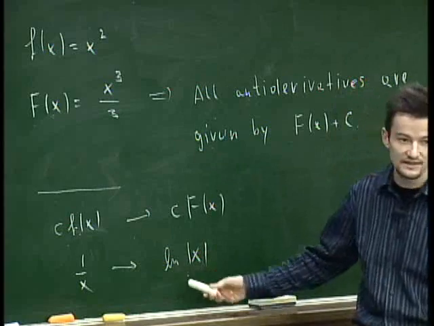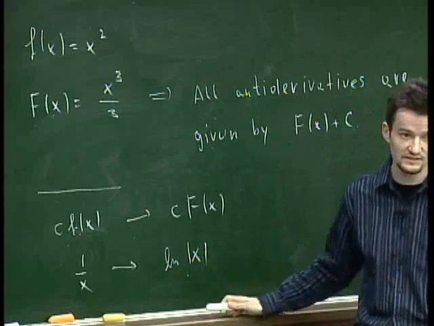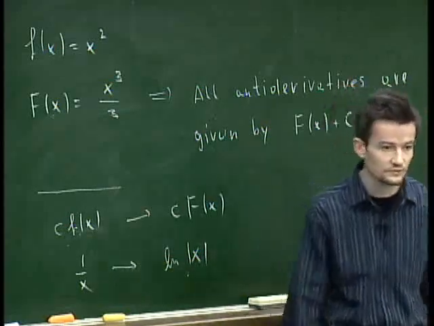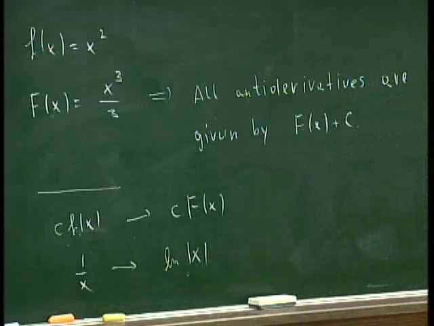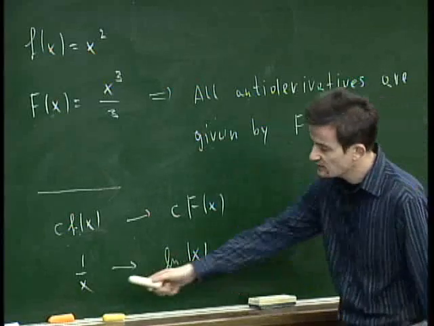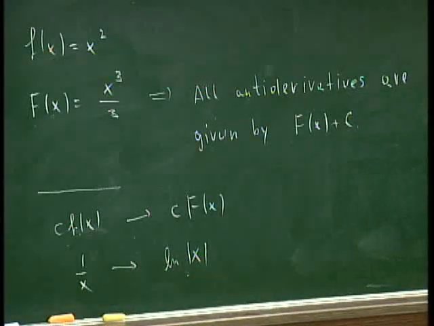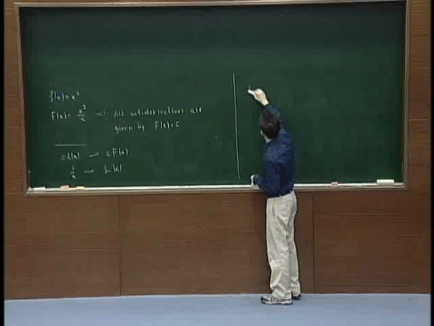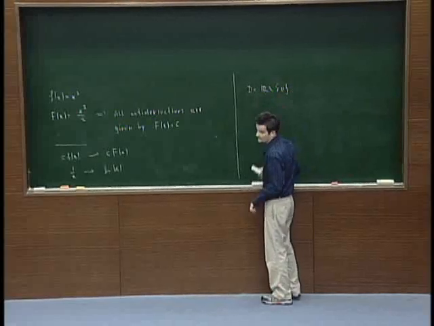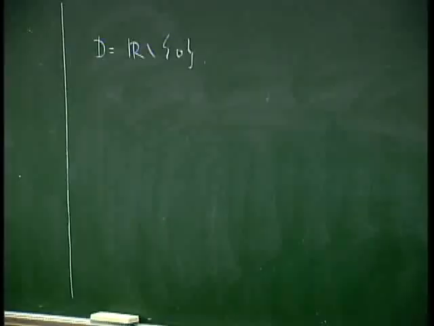But here actually the domain which I look at is different. So here I look at all numbers not equal to 0. Now, if the domain of this function is this domain here, okay, so the question is, what are all antiderivatives?